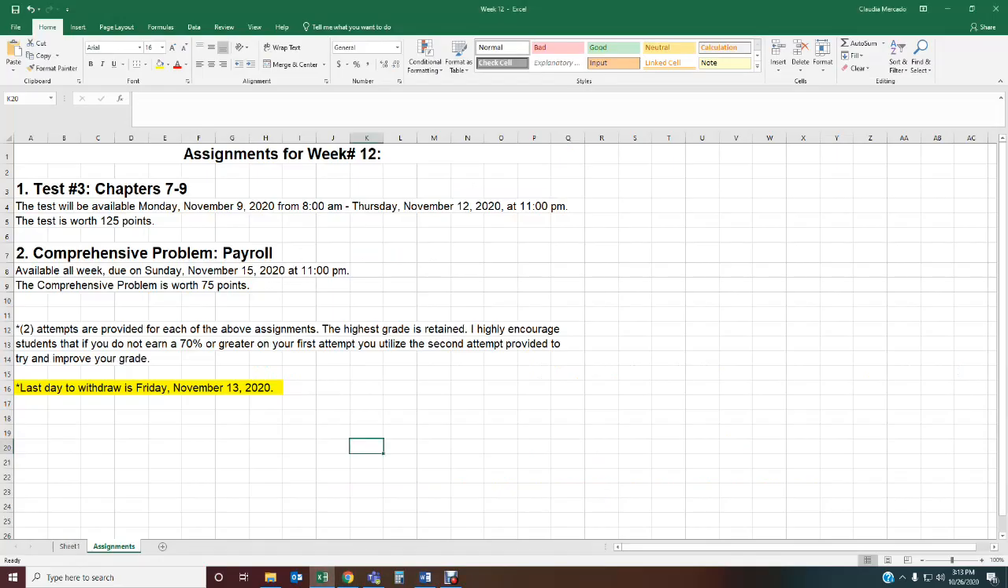What else do we have? We have a comprehensive problem dealing with payroll. For the comprehensive problem, you have the entire week to complete it. Okay, I don't recommend you leave it for the last minute. Last time I had a comprehensive problem dealing with the accounting cycle, I had many students that did not even attempt the problem. Okay, I had students that started it but didn't even get close to finishing it. Okay, these are comprehensive, meaning they're long, they're extensive. So make sure that you allocate sufficient time to be able to complete the problem. Okay, now the comprehensive problem is worth 75 points.